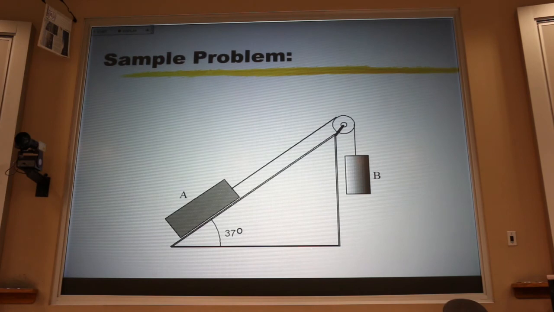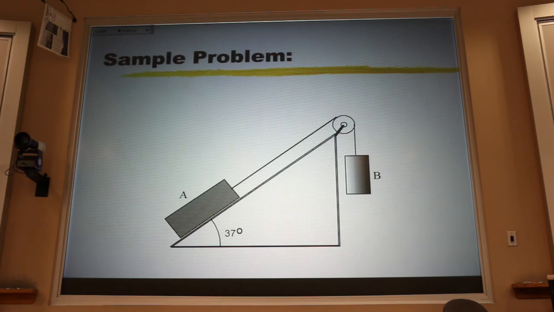In this problem, we have a block B pulling a block A up a frictionless incline. The angle of that incline, of course, is 37 degrees. And we're told that block A is moving up the incline at constant velocity. Now on exam questions, when you see those words constant velocity, that should set off a bell. Ding, ding, ding. Zero acceleration.